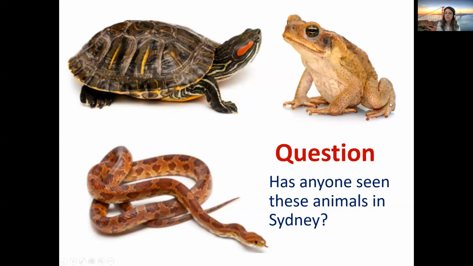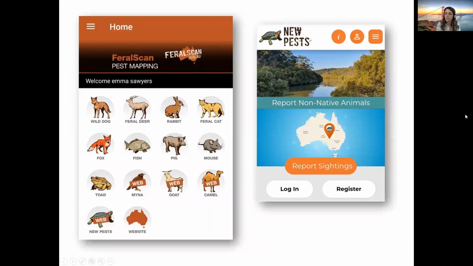Click on this screen. Okay, so for red-eared slider turtles and corn snakes, we've just released a new platform in FeralScan. This was only released in the last couple of months. And again, it's quite easy to report both of these species. Even if you're not quite sure if it is a slider turtle or a corn snake, just report it, because we work with a team of people who are quite good at identifying these species as well.